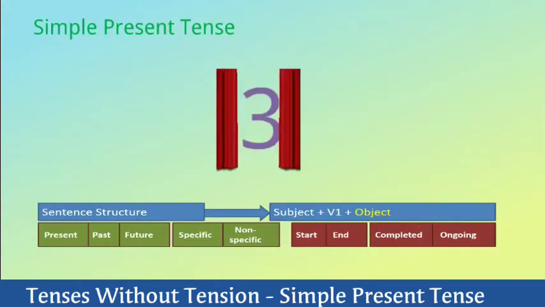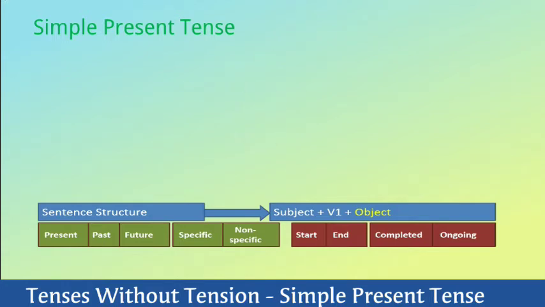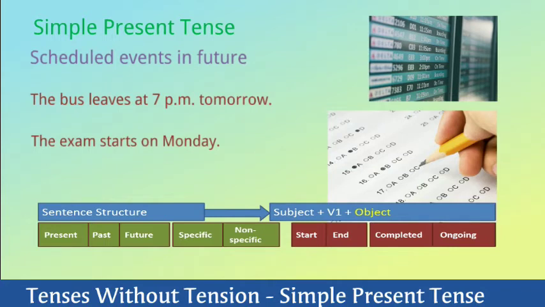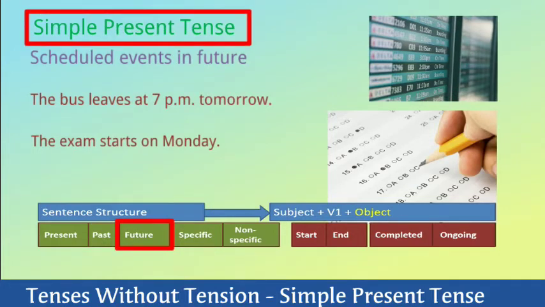Okay, now the next use of simple present tense is we use it for the fixed or scheduled events in future. The bus leaves at 7 p.m. tomorrow. The exam starts on Monday. Here we should remember that we are talking about future time and a specific time in the future, like 7 p.m. tomorrow. The interesting thing here is even though we are talking about future, we use simple present tense. This is the real beauty of language.